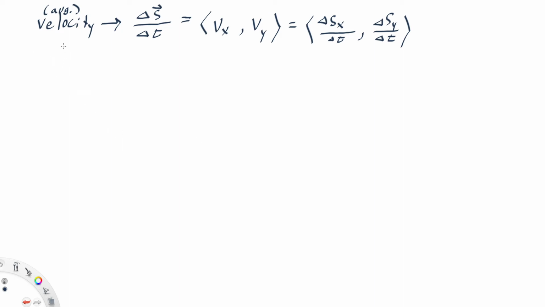Similarly to displacement and distance, we will also talk about velocity and speed, where speed will be the magnitude of the velocity. And once again, to find the magnitude of a vector, we are going to use the Pythagorean theorem.